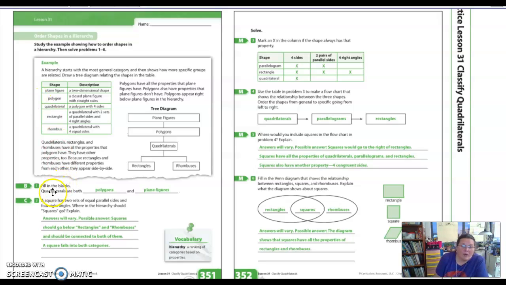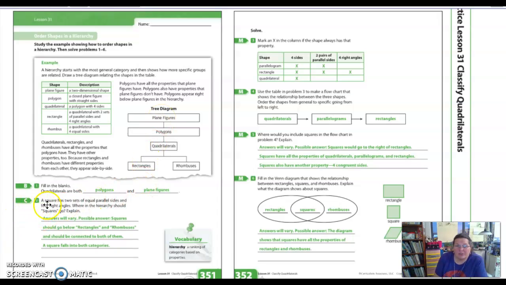So for number 1, it says to fill in the blanks. Quadrilaterals are both. It's polygons and plane figures. So how we got that is that we come up here and we look right here. We have to remember that as we go down the tree or to the right in the flow chart, that it gets more specific. A quadrilateral can't be a rectangle and a rhombus, but it can be a polygon and a plane figure.